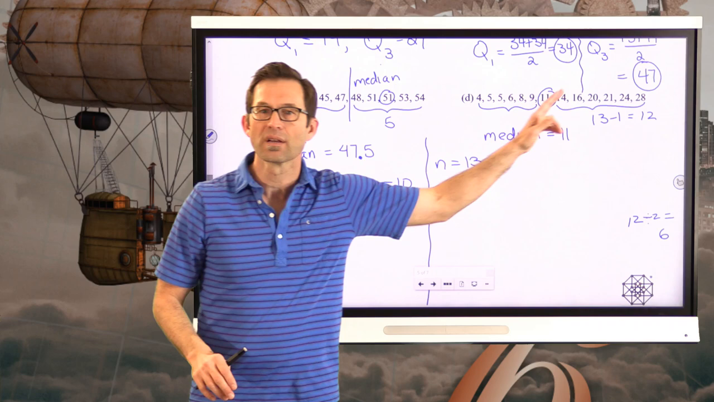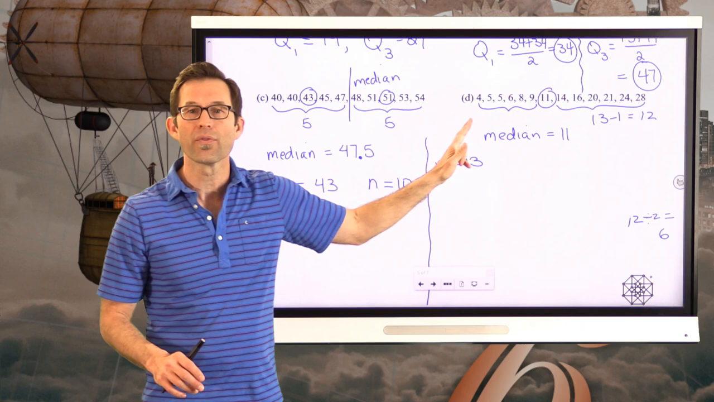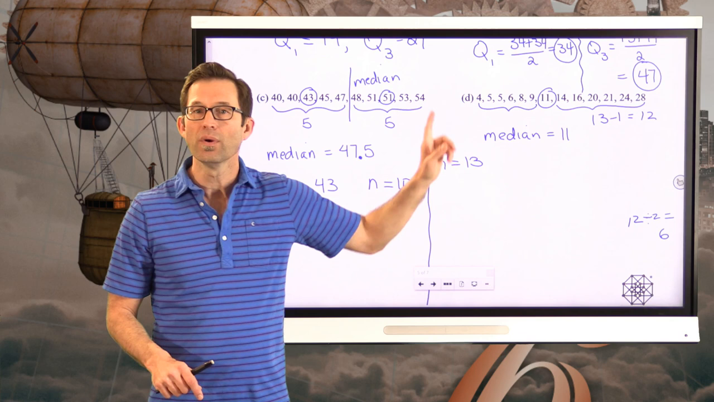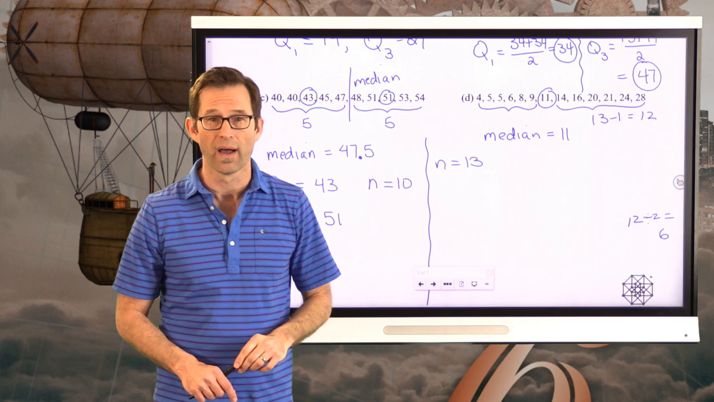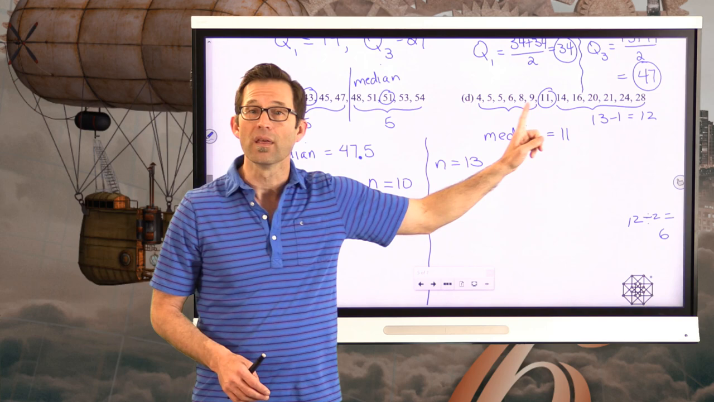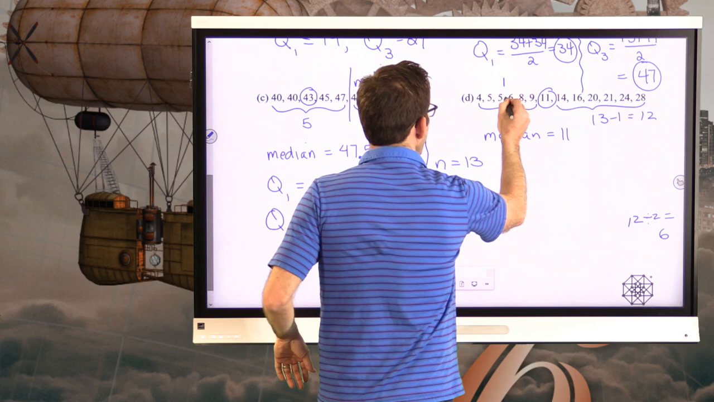But now I don't want to include that median in either the lower half or the upper half. It would seem a little bit unfair. So what I'll now do is find my Q1, my first quartile. By the way, that's also known as the lower quartile. Q3 is often known as the upper quartile. If I look at the lower half of the data set, there's six data points, which means that the median will lie right here.